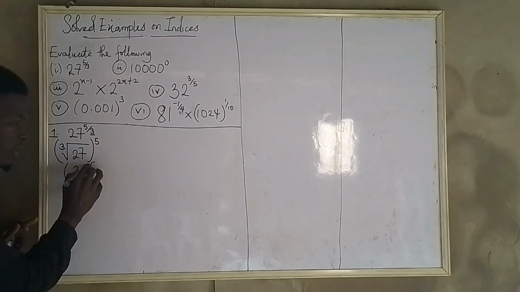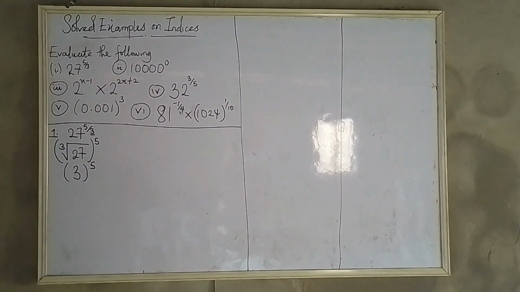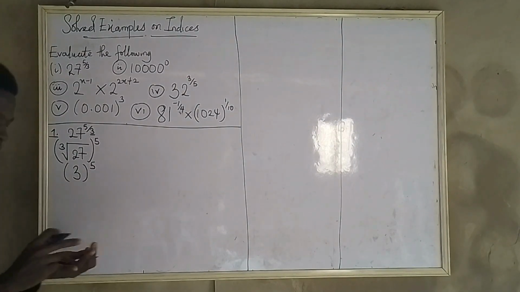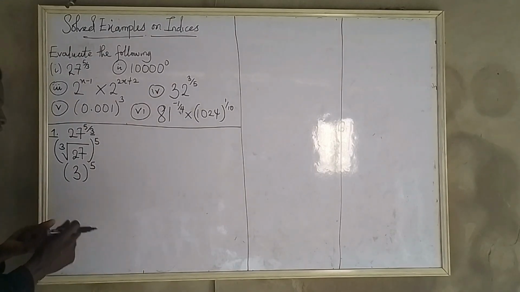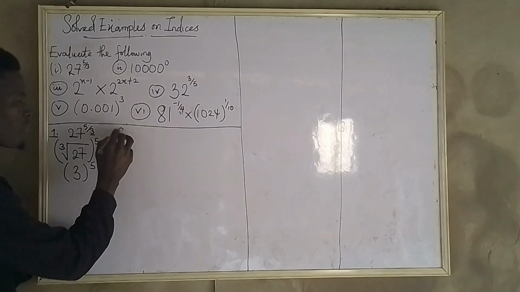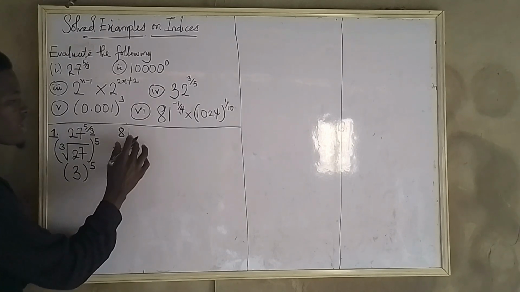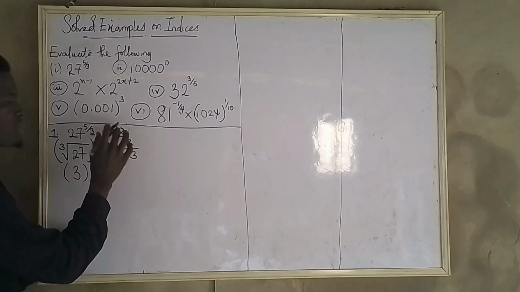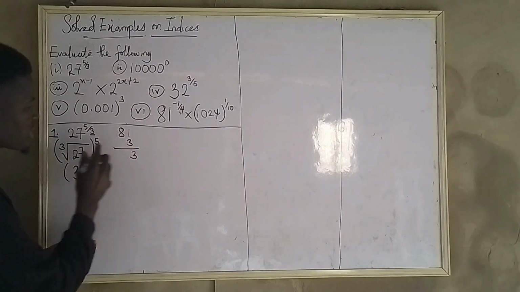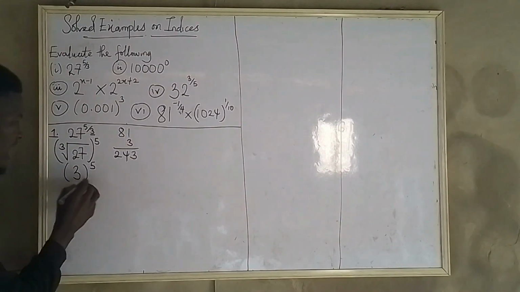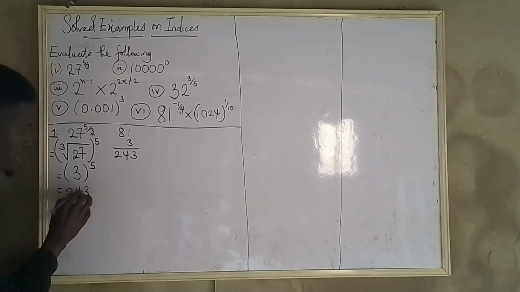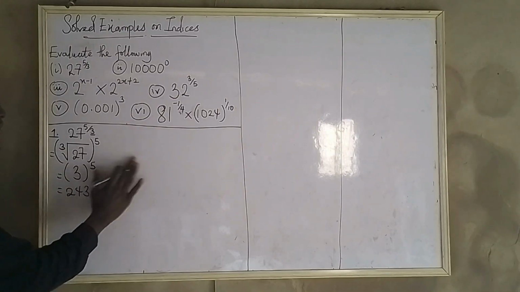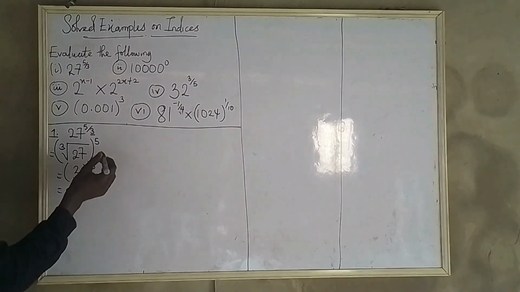Then raised to power what now? 5. Are you seeing that? Raised to power 5. So what would that mean now? 3 in 5 places. 3 times 3, 9. 9 times 3, 27. 27 times 3, 81. That's 3 raised to power 4. So that means I'm going to have 81 times 3 now, which will give me 243. Do you get that now? So the answer for our question 1 is 243.